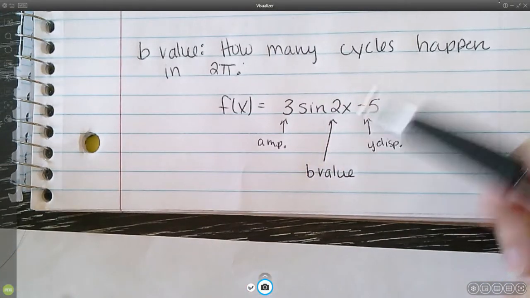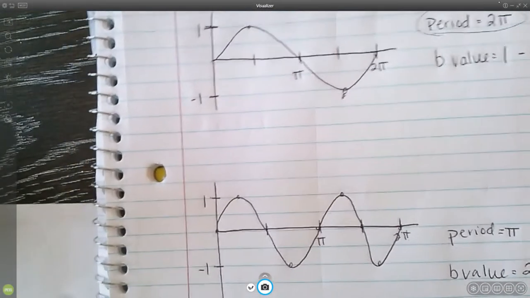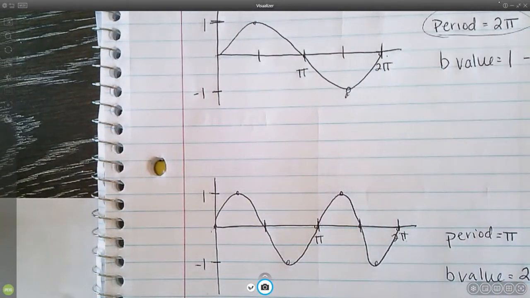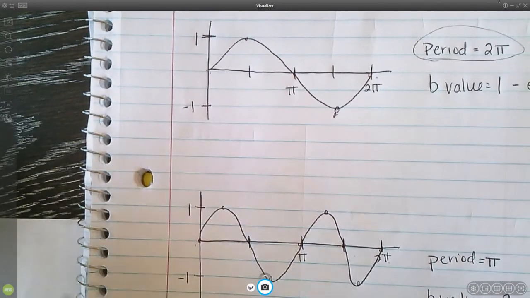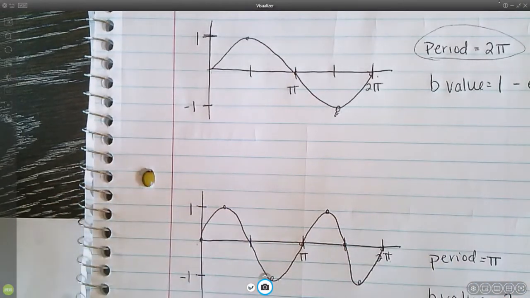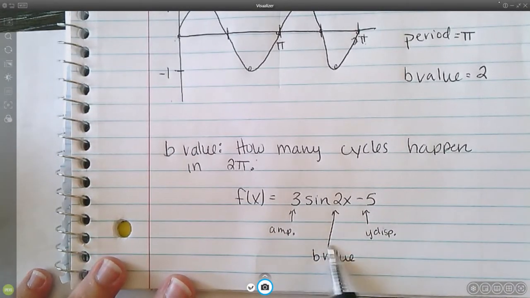So some people talk about how fast or slow your graph is moving. So this one is moving much faster than this one is. Some people talk about how compressed it is. So this one down here looks like it was squeezed together. So that would be a compression. I don't care how you think of it right now, to be honest. The biggest thing that you need to know is your b value.